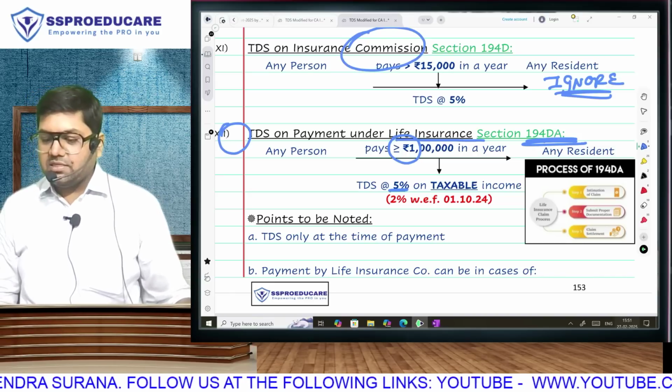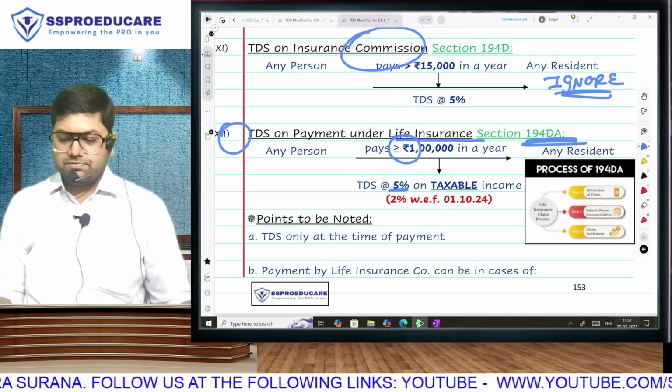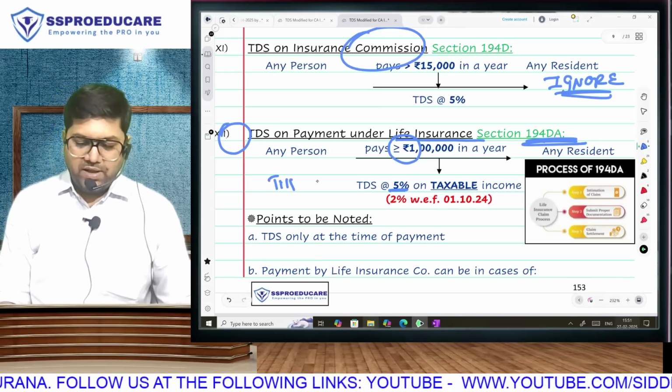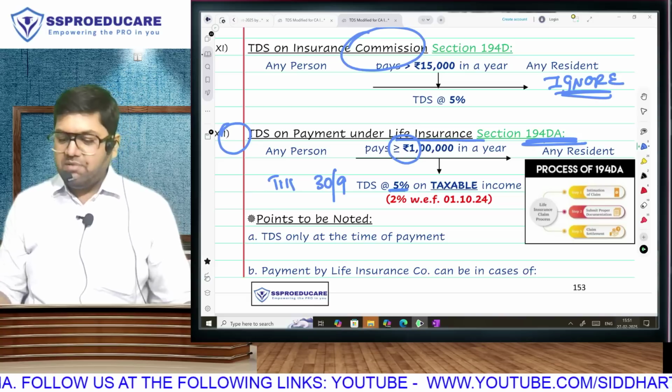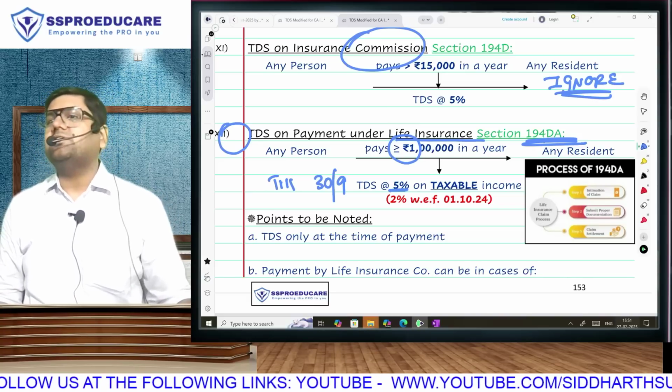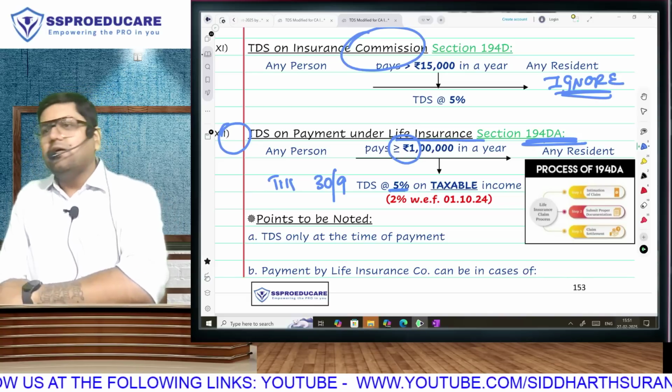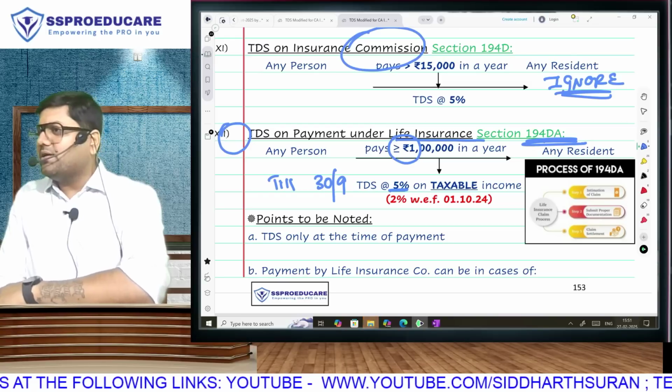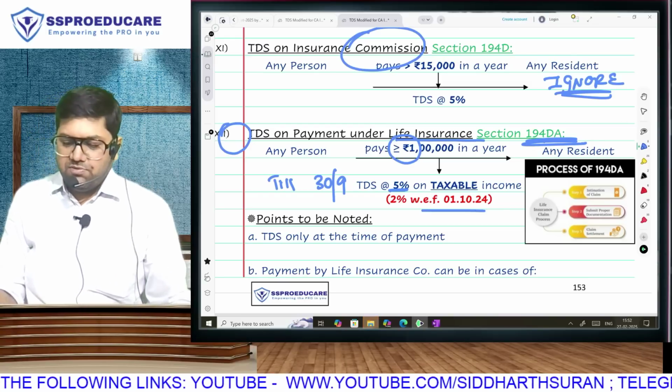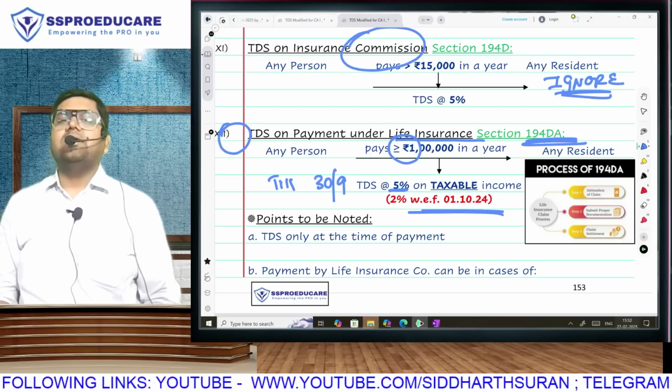There are about 5-6 sections of this chapter that have undergone amendment. The TDS till 30th September was 5%. And this amendment, because it is election year, amendment will always come in the middle of the year. You have seen the whole capital gain chapter, so you are aware. From 1st October, the TDS rate is getting reduced.